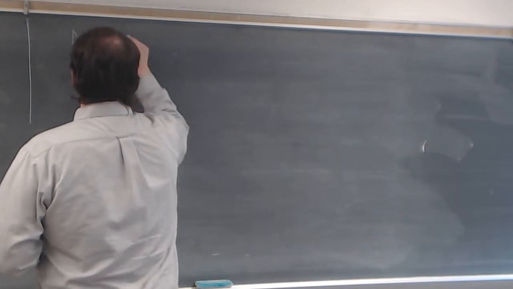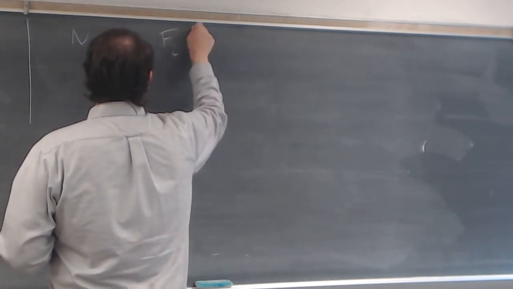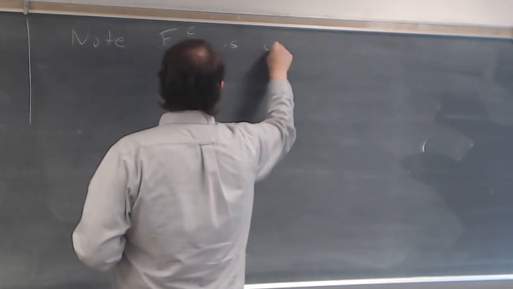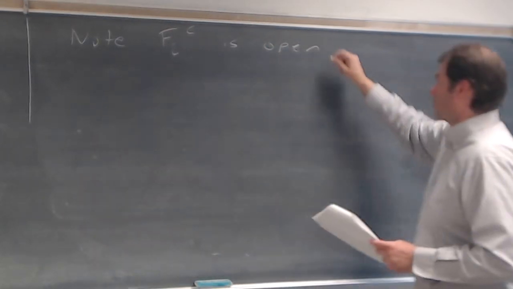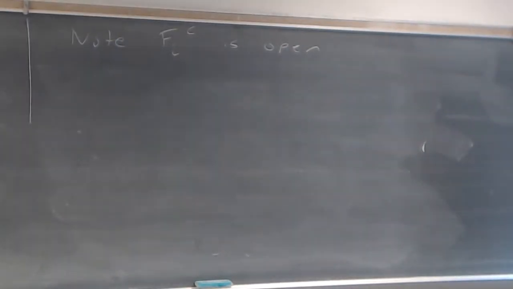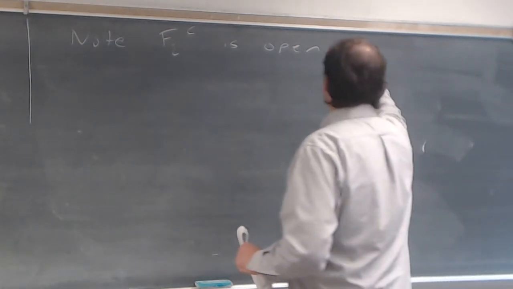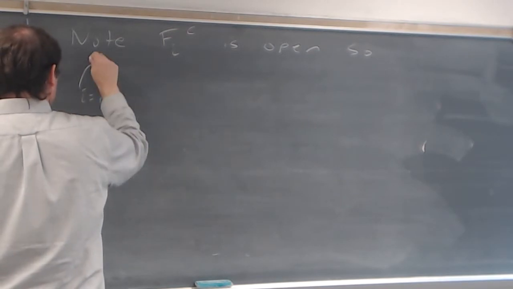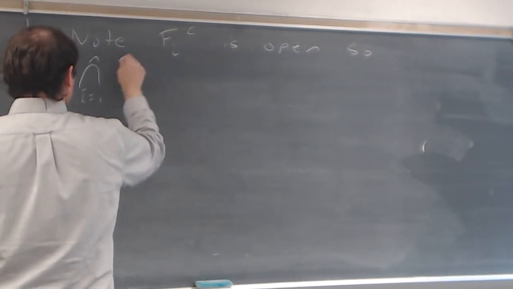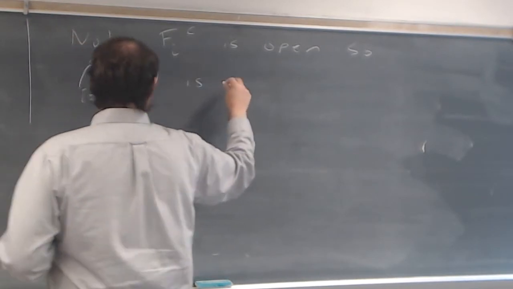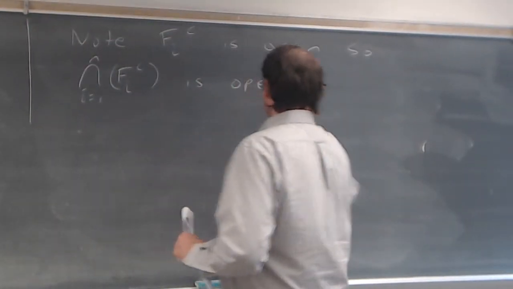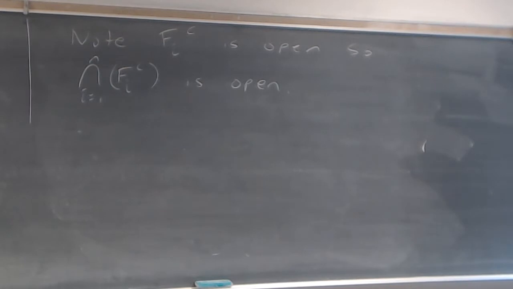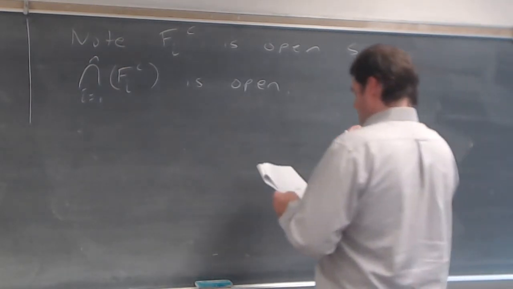Okay, so we should note that f sub i complement is open since f sub i is closed. Okay? So, by the previous fact, the finite intersection, as i runs from 1 to n, of f sub i complement, is open. And so its complement is going to be closed.